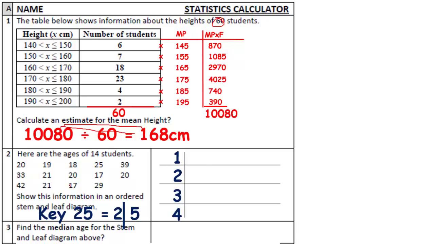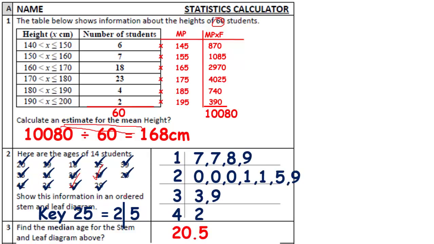So I know the smallest value is 17. So I'm going to tick these off as I go along and then put them all in. At the end, make sure you've ticked off all the values and then count the number of leaves you have. These are the numbers on this side here. There should be 14 of them.